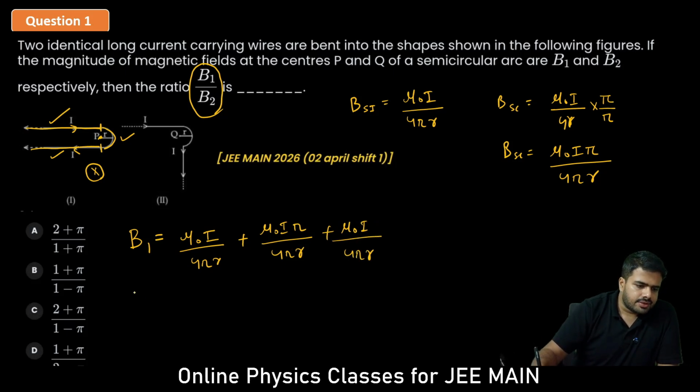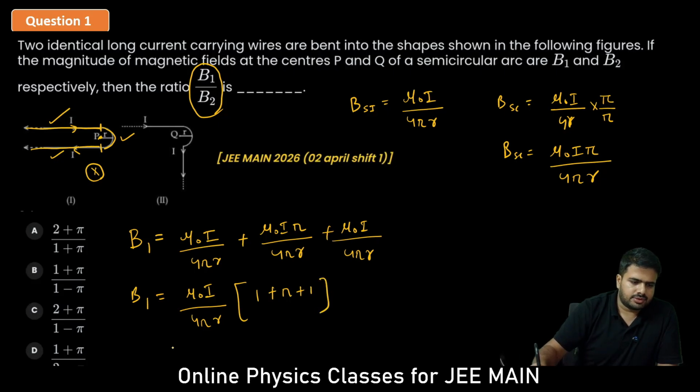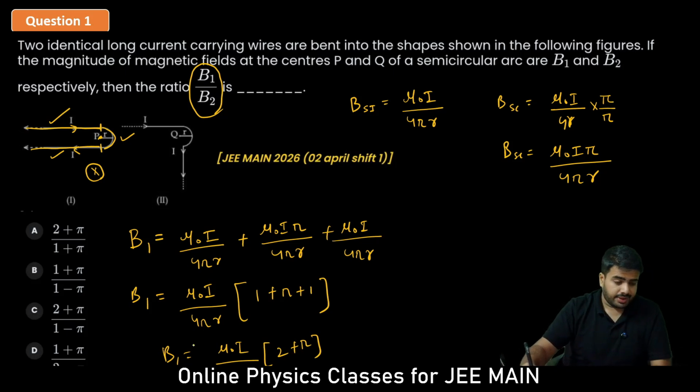Okay. So here we can take mu naught I by 4 pi R common. If you take it common here, we'll get 1 plus pi plus 1. So B1 we are getting as mu naught into I by 4 pi R times (2 plus pi). Okay, so that's the value of B1 we got.